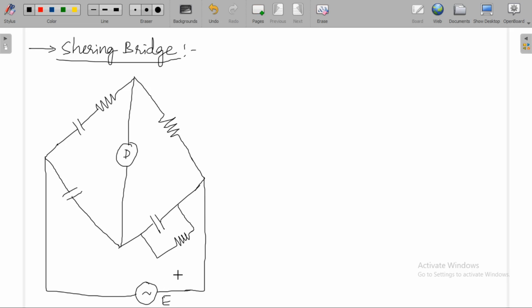E is the supply voltage, AC voltage given to this bridge. This is R1, small r1. C1 is the capacitance of this capacitor. C2 is the capacitance of this capacitor. C4 is the capacitance of this capacitor. R4 is the resistance of this resistor. R3 is the resistance of this resistor.